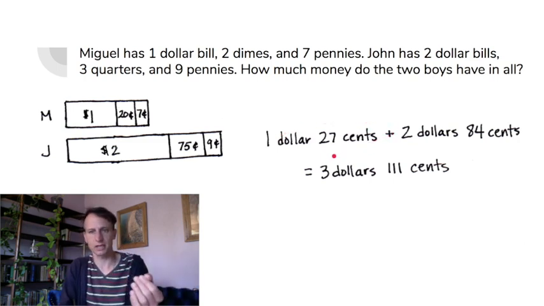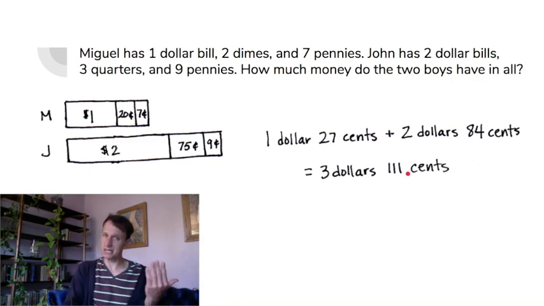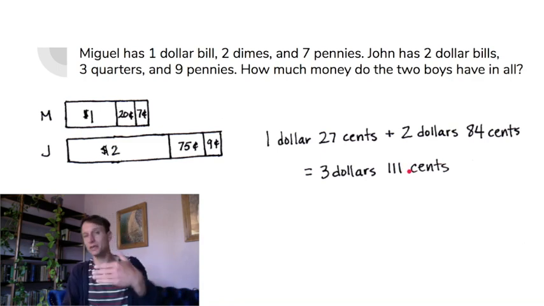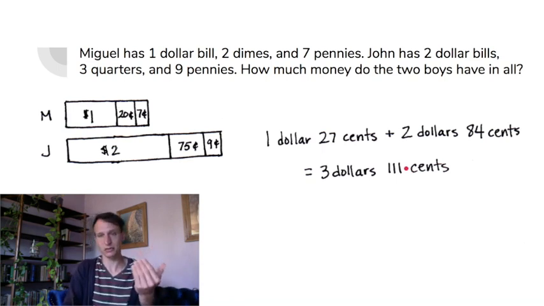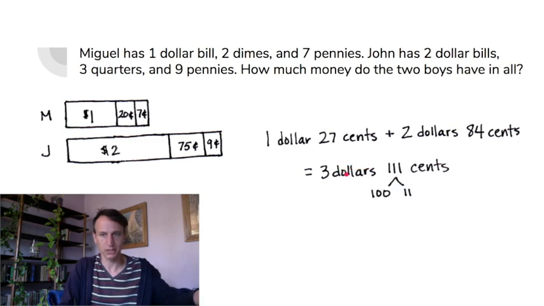1 and 2 are 3. Then add the 27 and 84. We get 111 cents. And then we can decompose out, right? Because that's 111 hundredths, right? We can take out that 100 hundredths. We can pull out the 100 cents, the dollar, which would make it $4, right? So there's the 100 cents, leaving 11 cents.